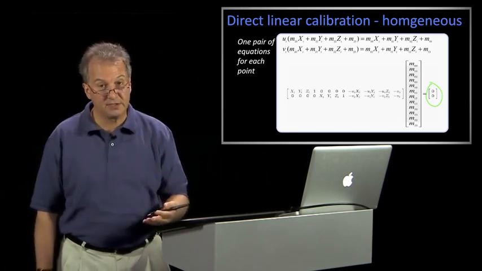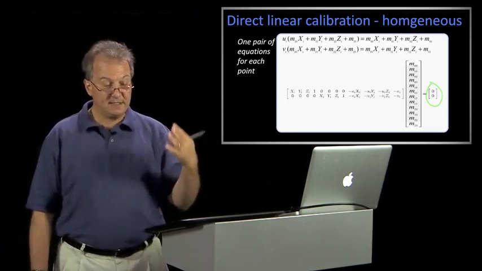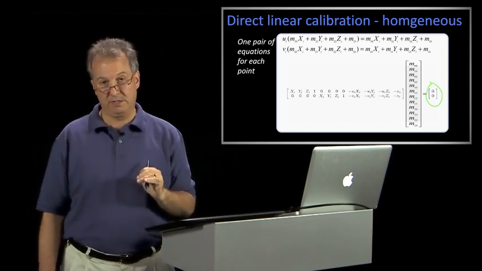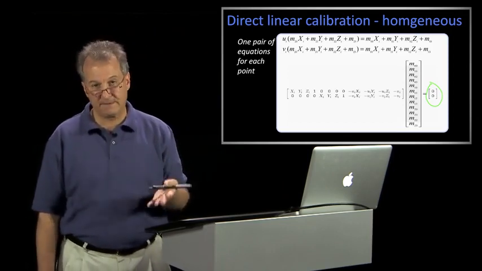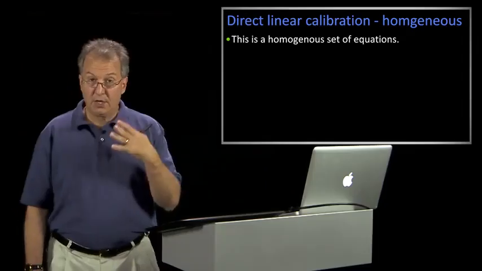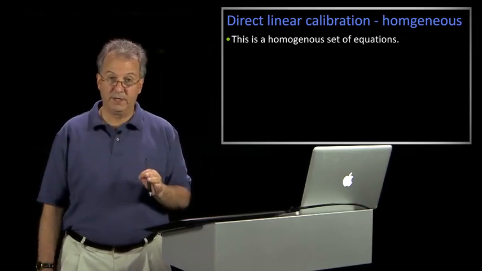And I'm looking for an x. Well, no matter what A is, x equals 0 would be a solution. So I could just say all the m's are equal to 0, and that would not be a very satisfying solution. So the question is, what's the best way to solve this? As I said, this is a homogeneous set of equations.